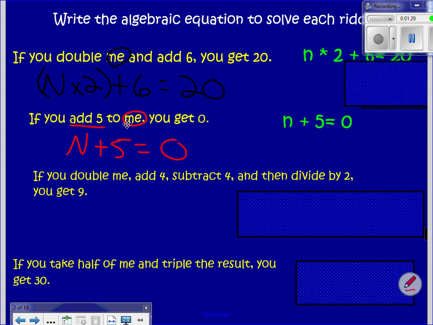Here's another one. If you double me, so remember me again, that's our variable. Add 4, subtract 4, and divide by 2, you get 9. Wow, this is an intense one. If you double me, so we're going to go n times 2. You're going to add 4, subtract 4, and then you're going to divide all this by 2. You will get 9.